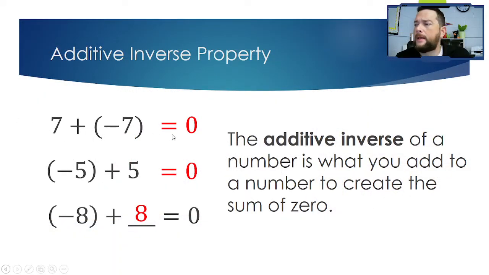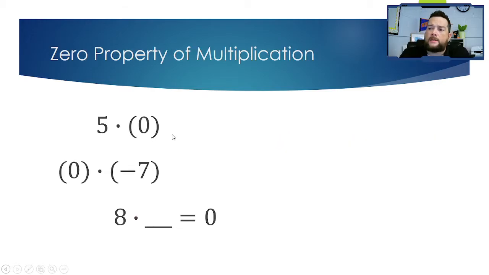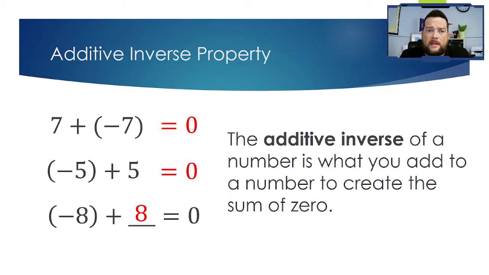Let's move on. The next property is called the zero property of multiplication. By the way, if you go back to the additive inverse property and you see those words and think, I don't know what that means, just walk through it step by step. What does additive kind of sound like? Kind of sounds like adding, all right? Inverse means opposite, all right? So the adding opposites law says that if you add opposites, it's going to equal 0.